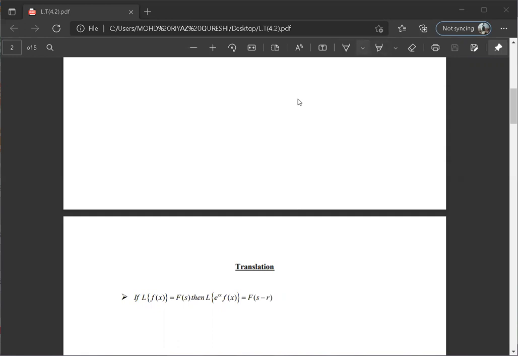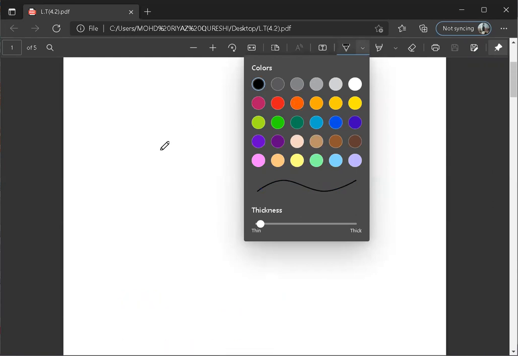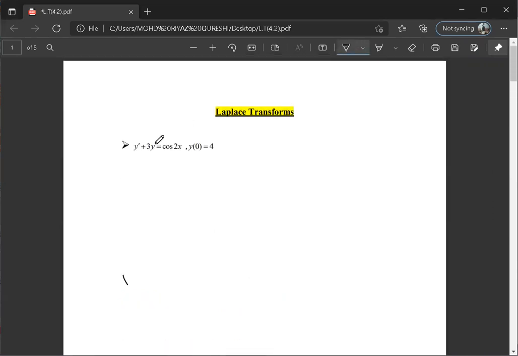So let us continue our classes from today. Inshallah, where we stopped last week, Laplace transform. But in which problem did we stop? You remember or not? One second. I think it was the cosine one.